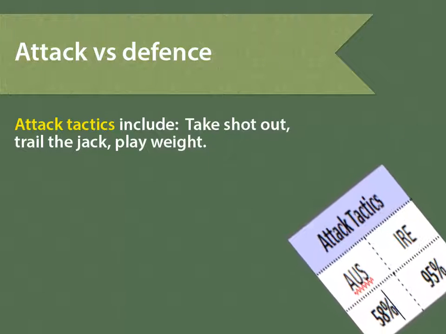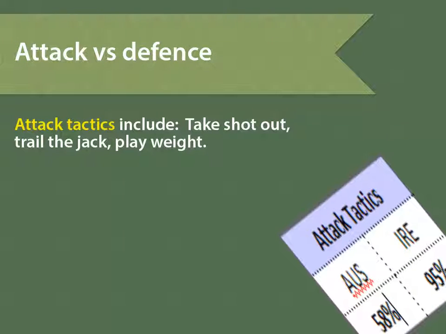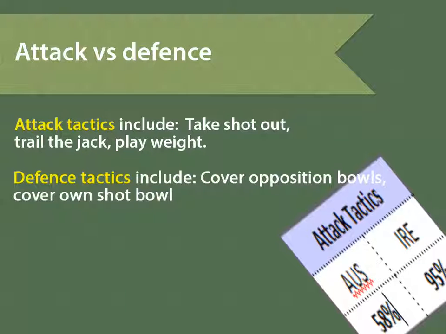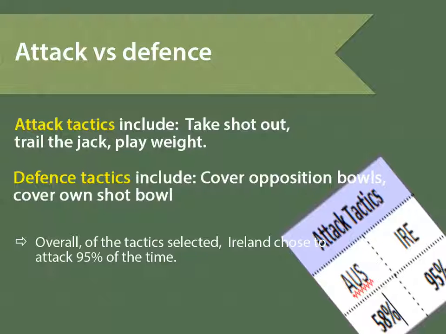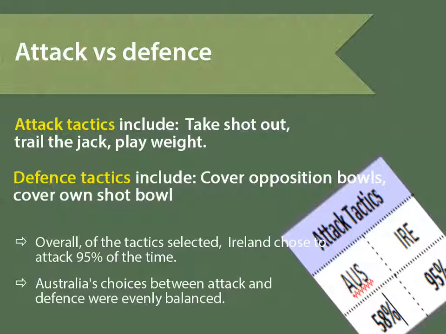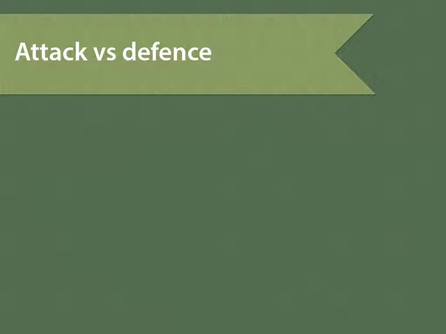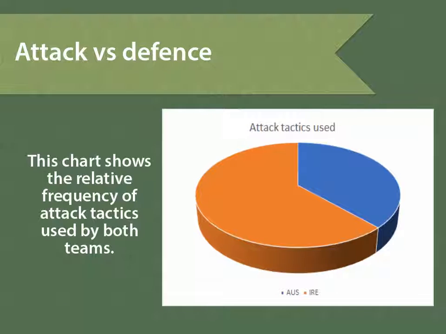Attack tactics include take out shot, trail the jack and play wait. Defence tactics include cover opposition bowls and cover own shot bowl. Overall, of the tactics selected, Ireland chose to attack 95% of the time. Australia's choices between attack and defence were evenly balanced. This chart shows the relative frequency of attack tactics used by both teams.